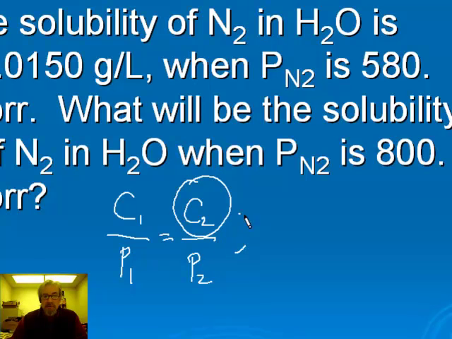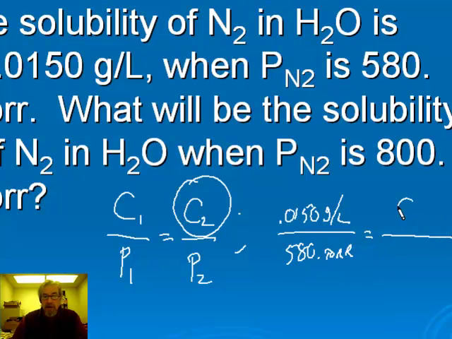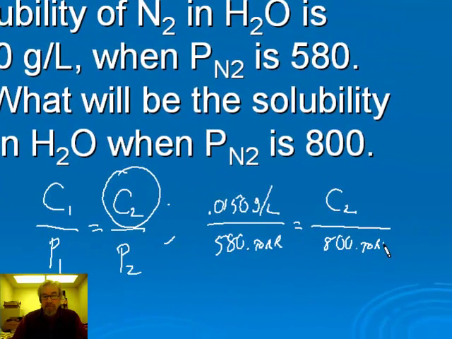So let's fill in our numbers. First of all, 0.0150 grams per liter is the concentration at saturation, in other words, the solubility, when the pressure is 580 torr. So we can set up the proportion on the other side, C2 over 800 torr. Cross multiply and divide to get our answer here. C2 should have three significant figures in it because all of our data has three sig figs, and the answer is 0.207 grams per liter.